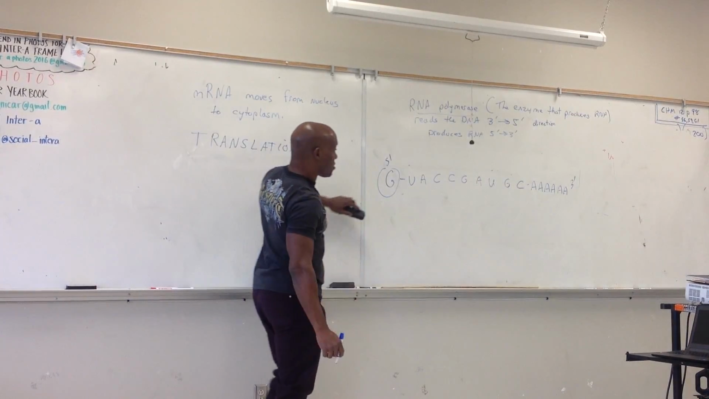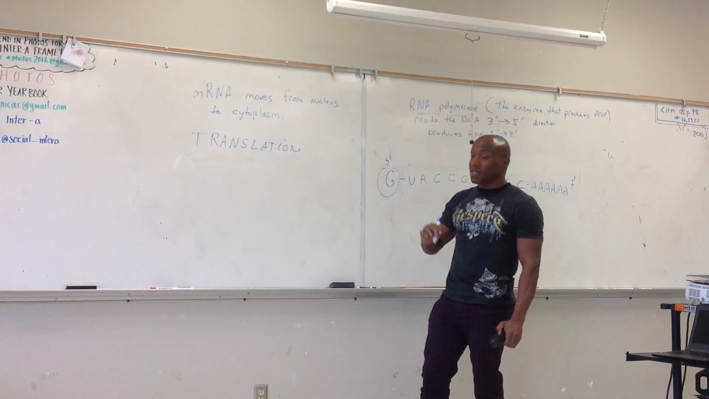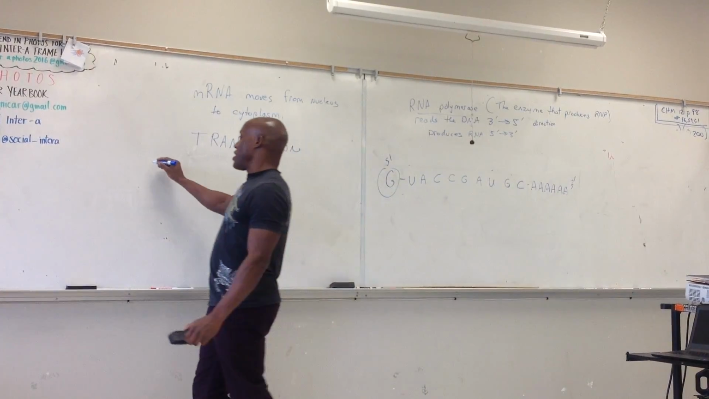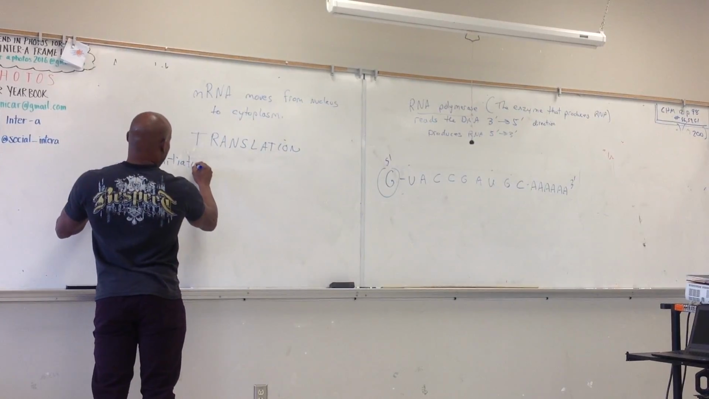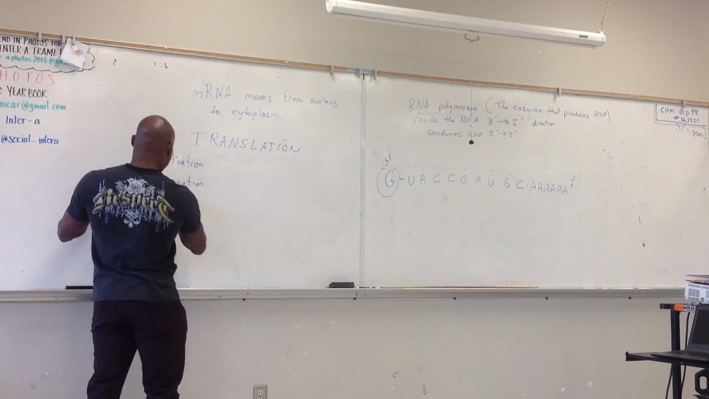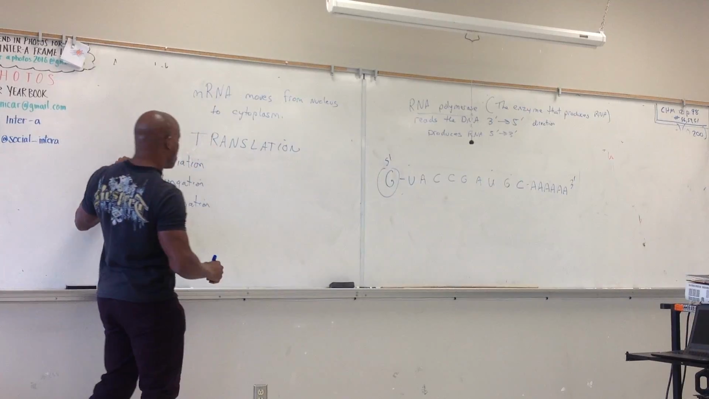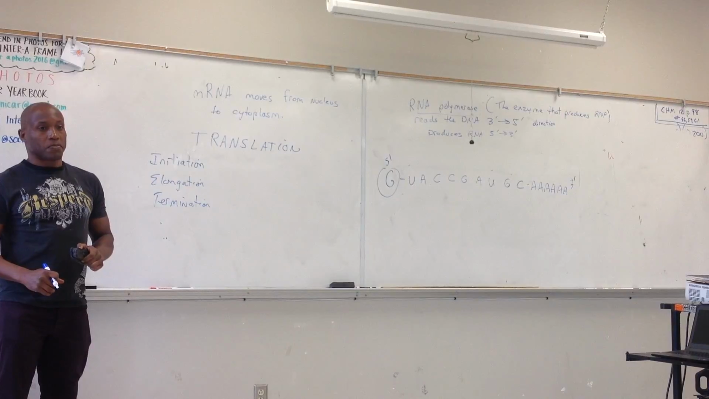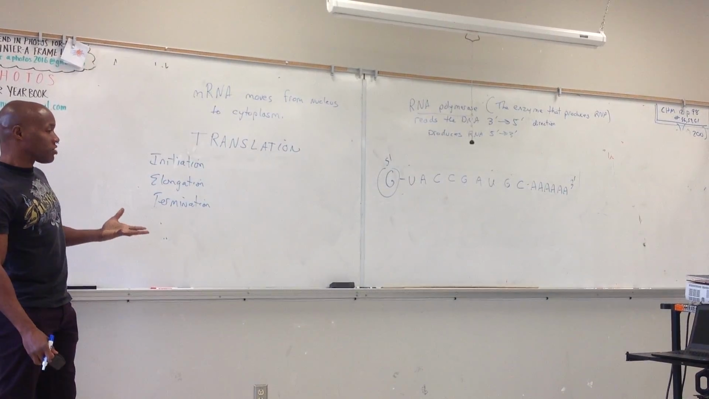So the first part of this process is transcription. We're now at translation. So we've got the RNA, it's out in the cytoplasm, and we're ready for translation. Okay. Translation happens in 3 steps. Initiation, elongation, and termination. And we talked about this already, so maybe we'll go just a little bit faster.